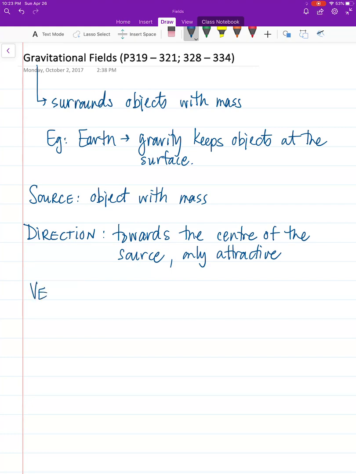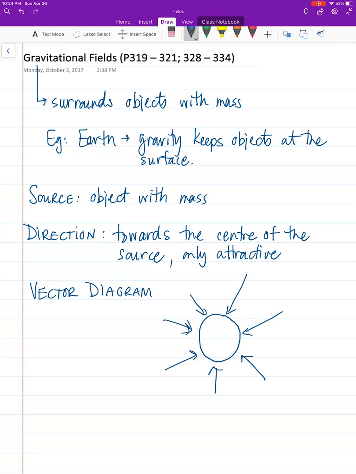So when we talk about fields, we also have to think about vector diagrams because a field is a vector. And what a vector diagram does is it shows the magnitude and direction of your field lines. So first we have to draw our source, which would be any object with a great mass, like a planet or the sun or a star. And we're going to draw our field lines going towards the center of the object. Okay, and the size of the arrows could depict the magnitude. So bigger arrows, larger magnitude, smaller arrows, less magnitude.